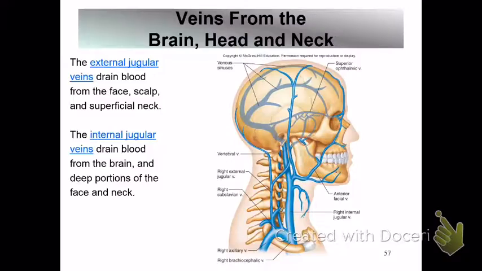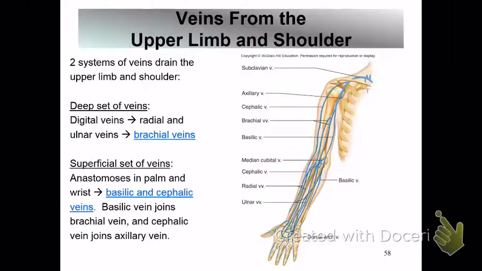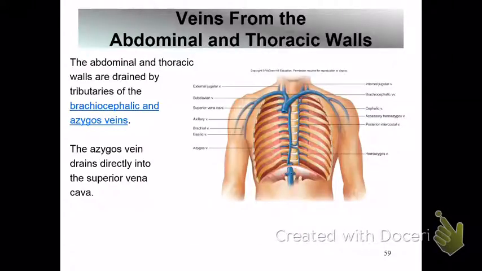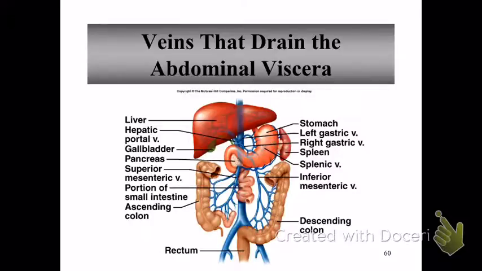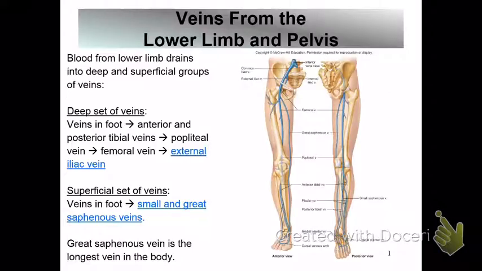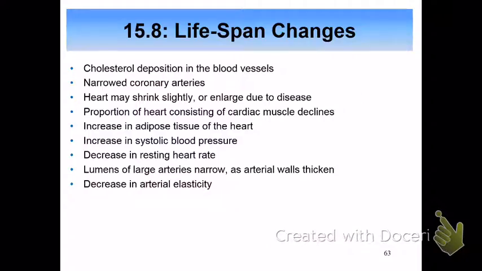And there's some veins. And I'm going to go over all this for lab in a different video. These are some of the symptoms as you get older. So cholesterol is going to be higher, smaller coronary arteries. The heart may shrink a little bit, tighten, or enlarge due to disease. And so just look over all those. But that's what happens as we get older in the system. And I hope that was helpful.